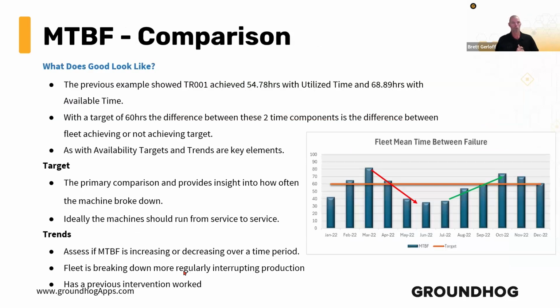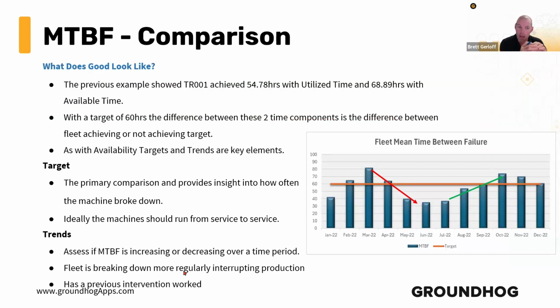So again, what does good look like? Well, we've just seen how using two different time elements, we can get a variation between 54 hours and 68 hours. Now, if our fleet target was 60 hours, the difference between those two time components is the difference between achieving and not achieving target.